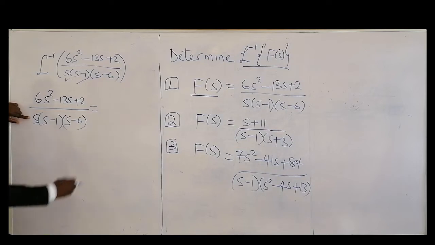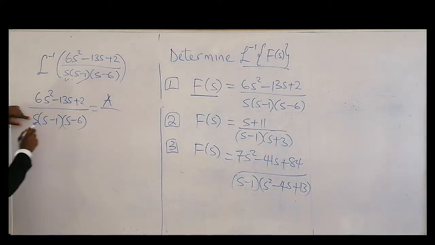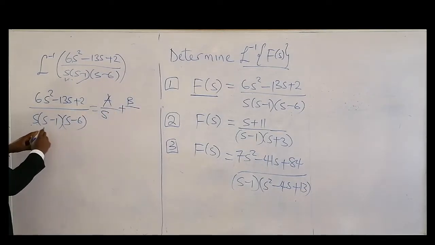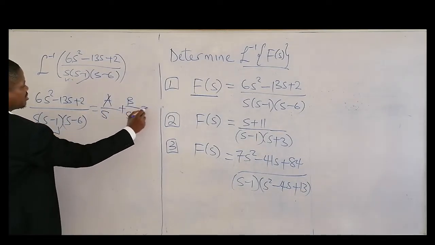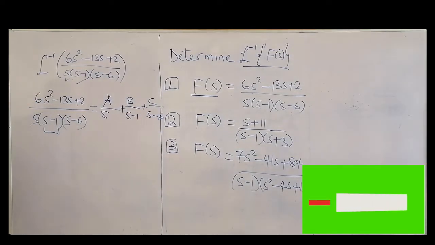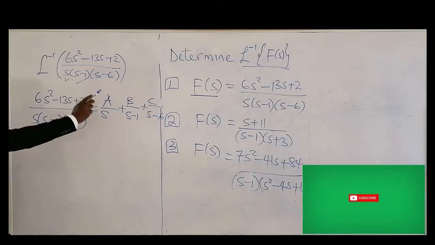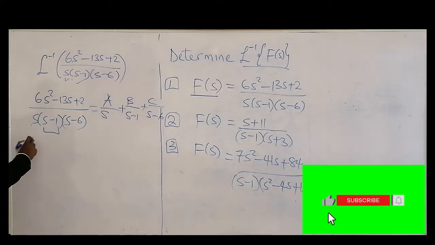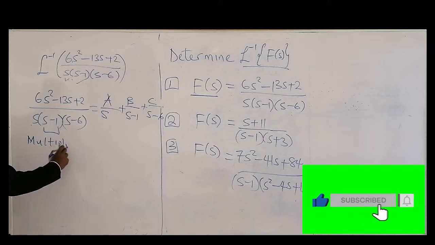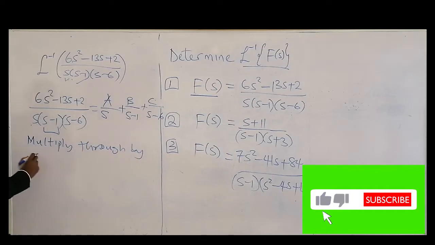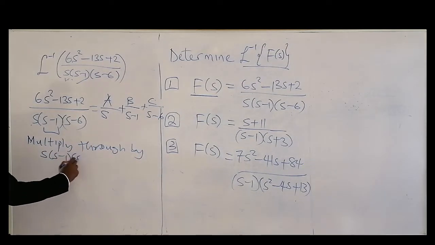So write the fraction as a over the first linear factor, followed by b over the second linear factor, x minus 1, then plus c over the third linear factor, where a, b, c are constants. Then the next thing to do is to multiply through by the common factor.